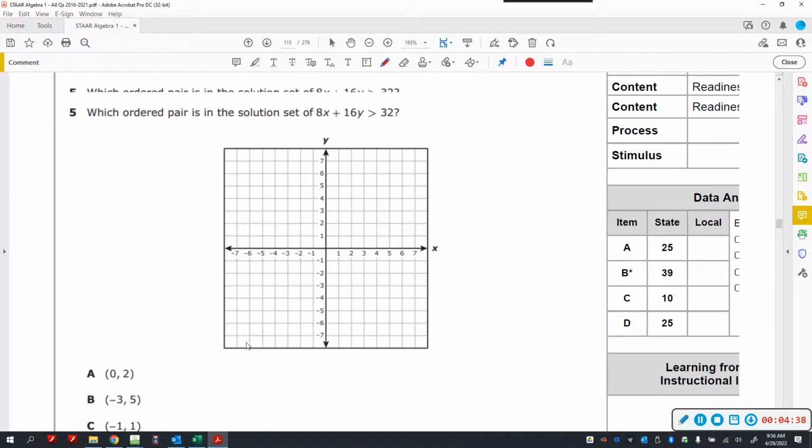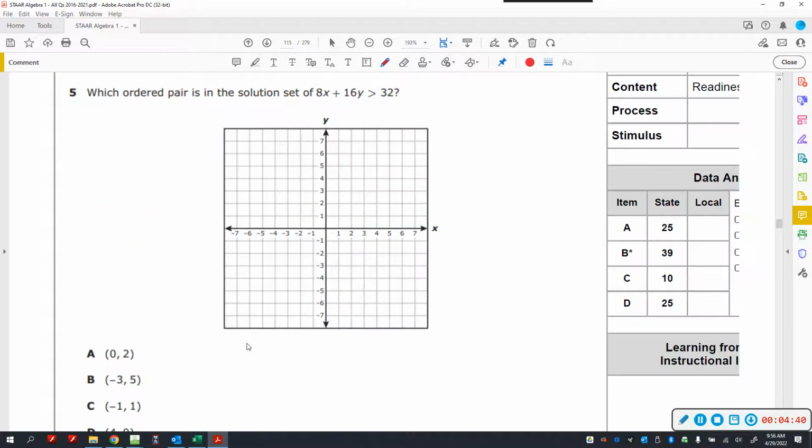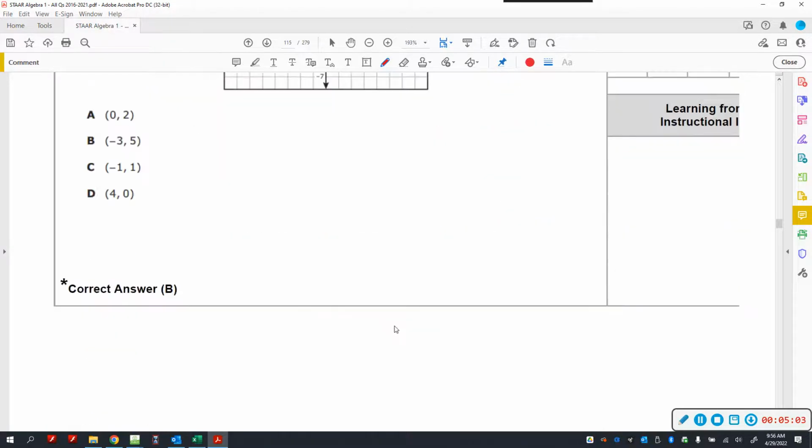Okay, well, you can kind of do this one. First of all, I know I'm going to have to convert this. I'm going to have to move and divide, right? Is the coefficient of y positive? Yes. So I know that regardless, I'm going to shade above, and I'm going to have a dashed line because it's not or equal to. So once I get this line figured out, I can graph it, and then I know I'm looking above it, okay?